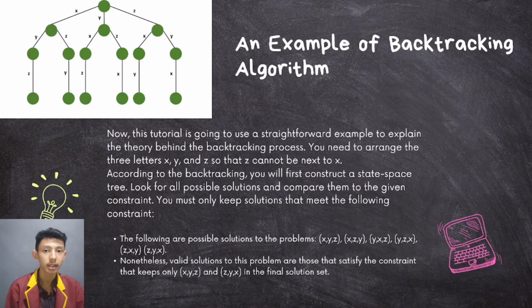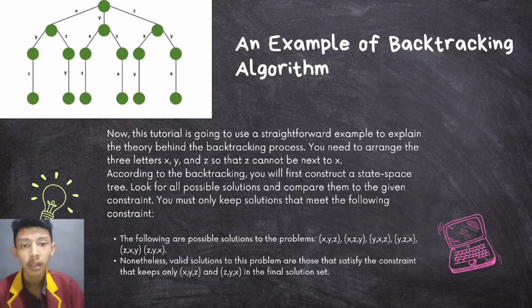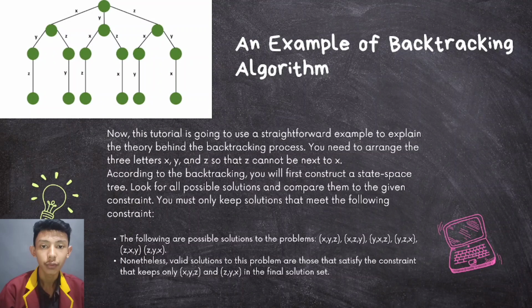An example of the backtracking algorithm. Now, this tutorial is going to use a straightforward example to explain the theory behind the backtracking process. You need to arrange the 3 letters X, Y, and Z so that Z cannot be next to X. According to backtracking, you will first construct a state space tree, look for all possible solutions, and compare them to the given constraint. You must only keep solutions that meet the following constraint.